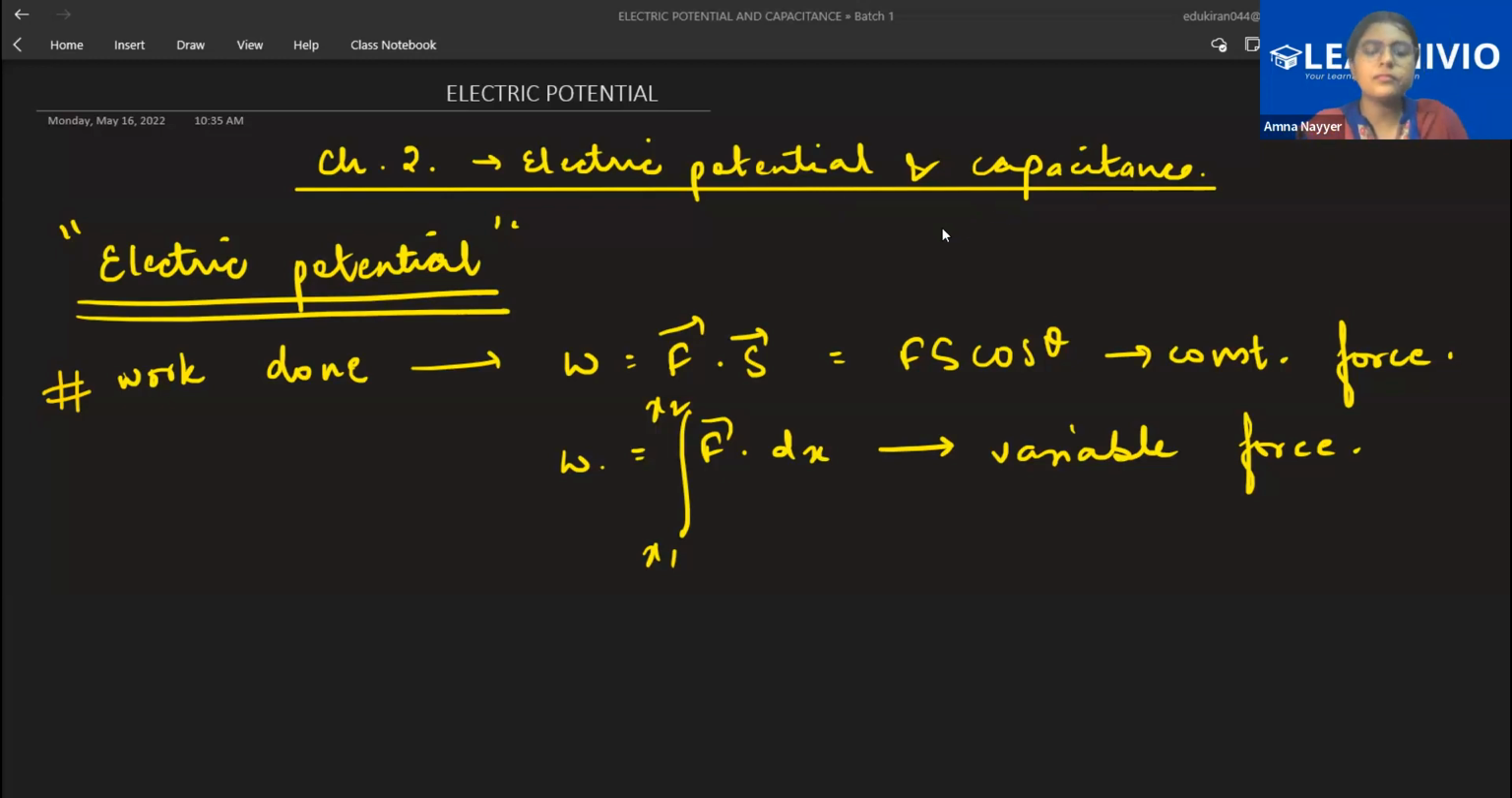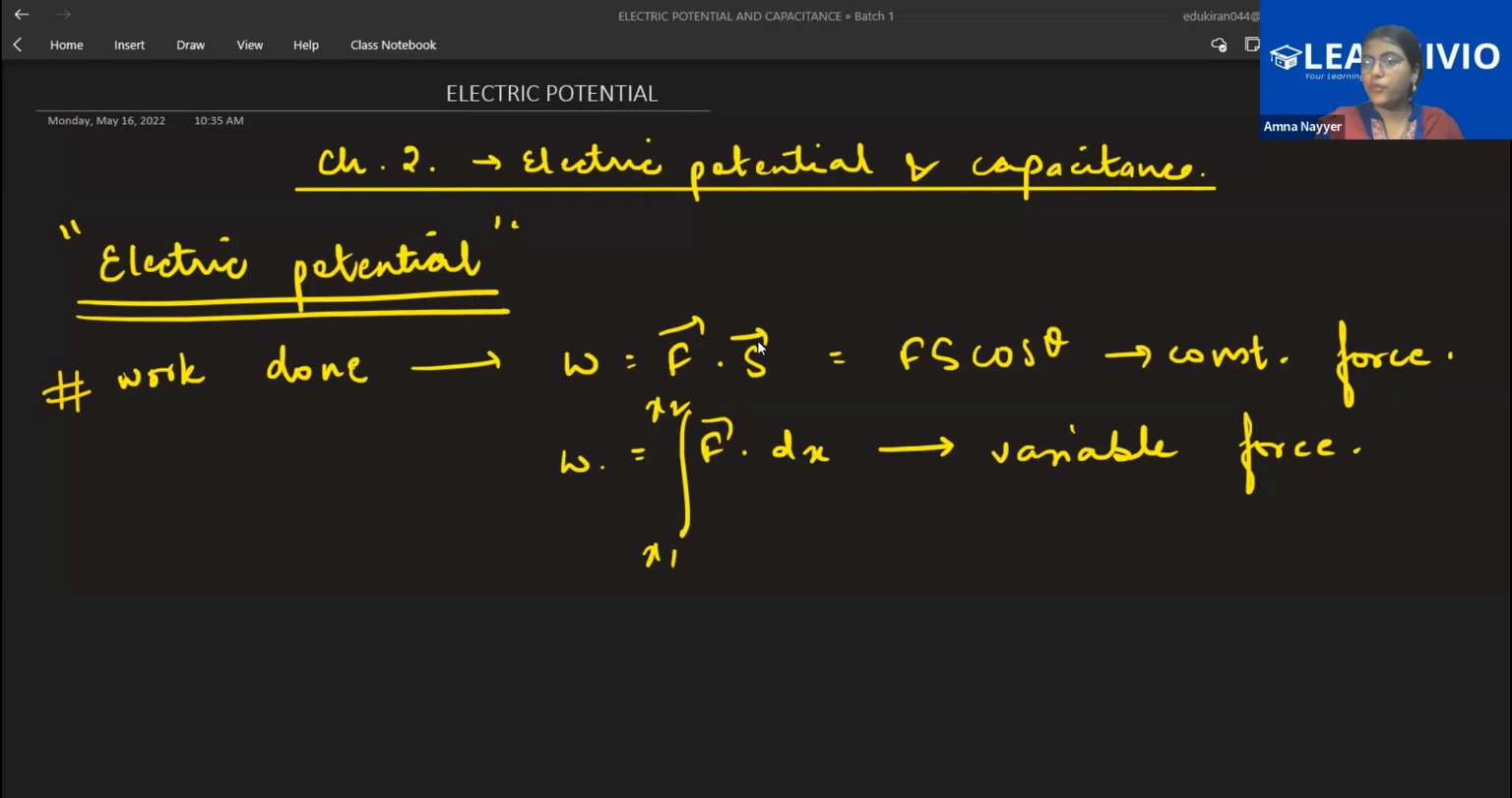Accordingly, I'll prepare then. Fine, electric potential is basically the work done only. Now you have to know what is the concept of work done. Work done is basically force into displacement, F s cos theta, which is constant. Now work done is F dot x. So if you have a variable force, then you use the second one, F dot x, integrating it from x1 to x2. And if you have a constant force, then you use F dot L, that is F s cos theta.